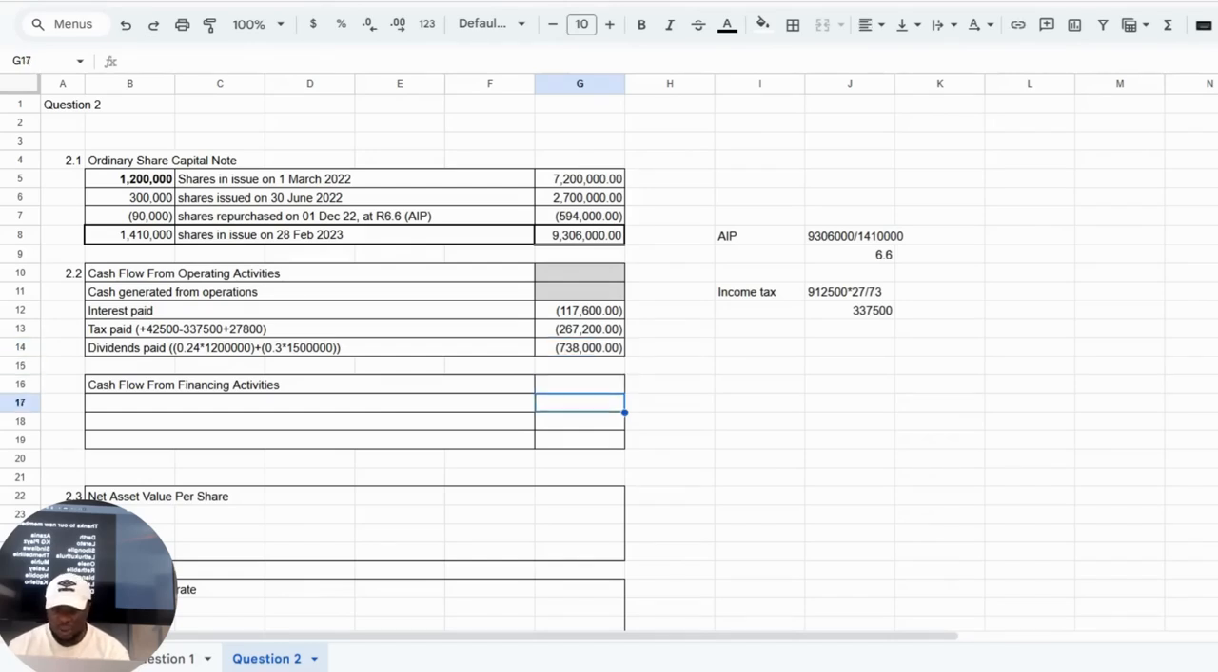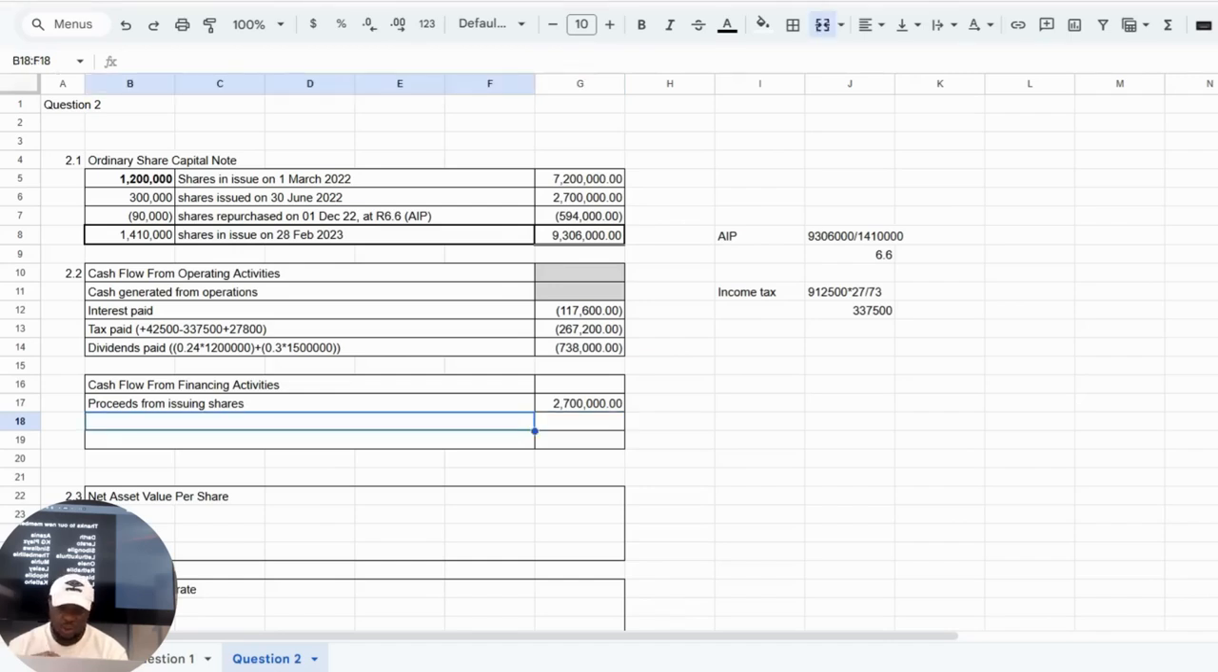The next thing that you're going to look at is cash flows from financing activities, and you're going to start with proceeds from issuing shares. Well, from issuing shares, we already have that amount because we already worked it out in 2.1, and it would be 2.7 million. That's how much was raised from issuing shares.